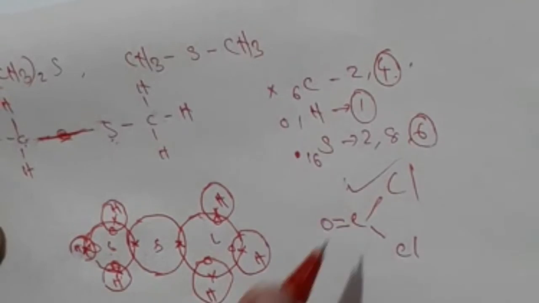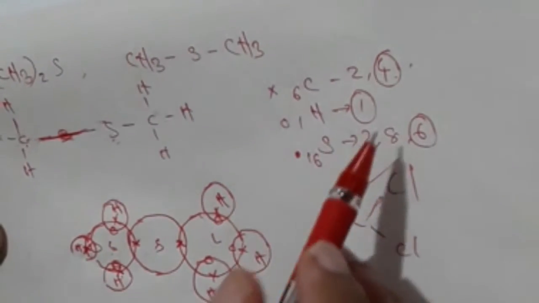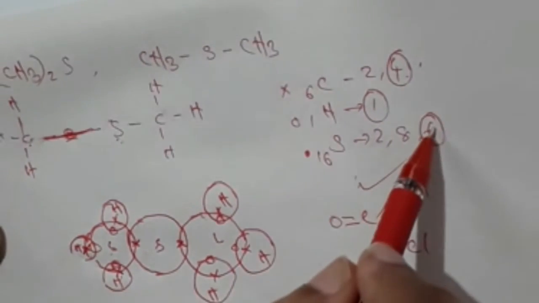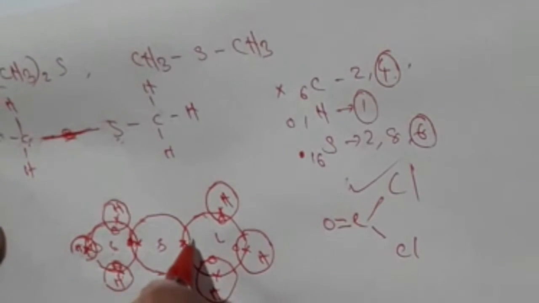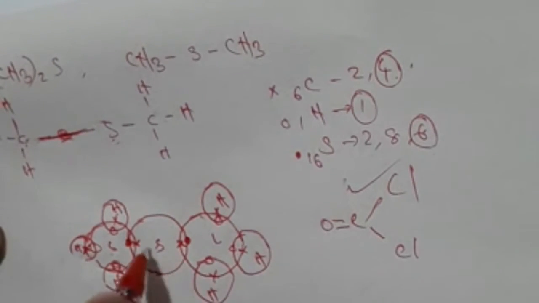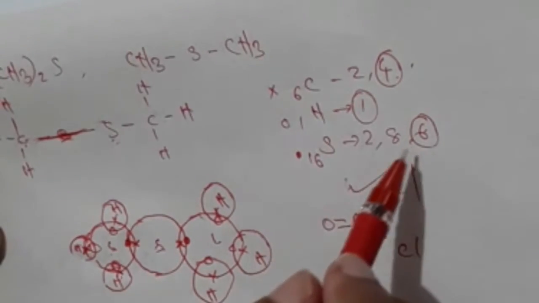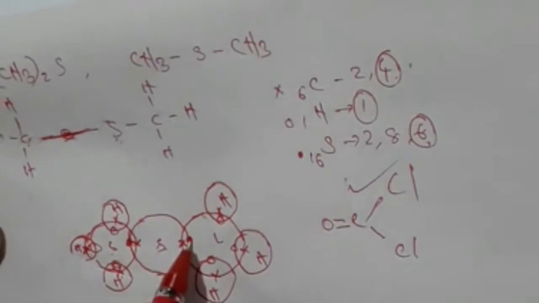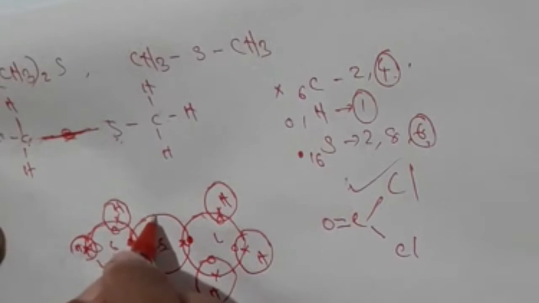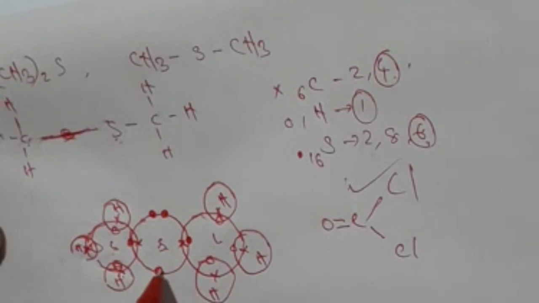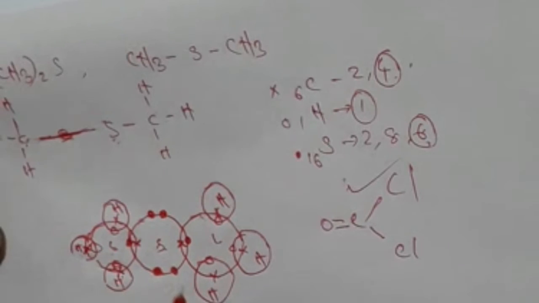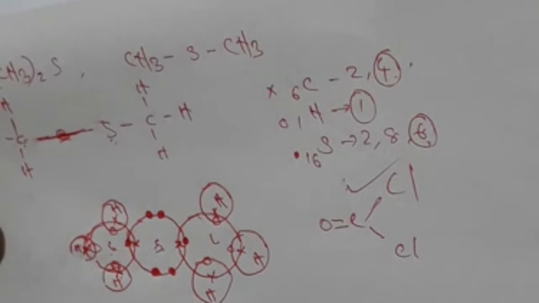Now we have to complete the electrons of sulfur. Sulfur has 6 outer shell electrons. Here 1, here 1, because 1 pair of electrons is shared between carbon and sulfur. So out of 6 we did only 2. How many left? 4 electrons left. The 4 electrons we have to show like this. So this is the structure.